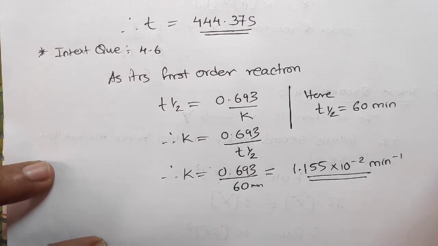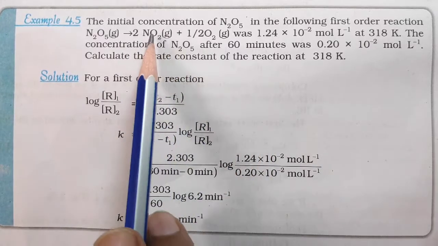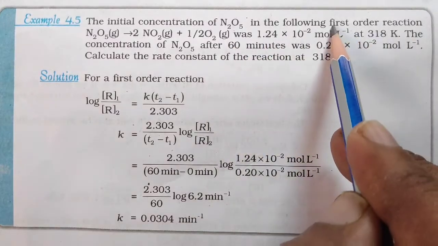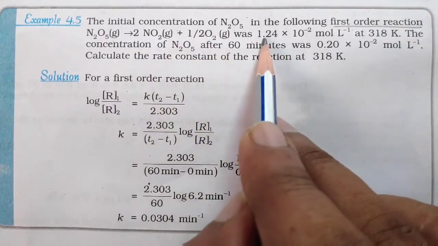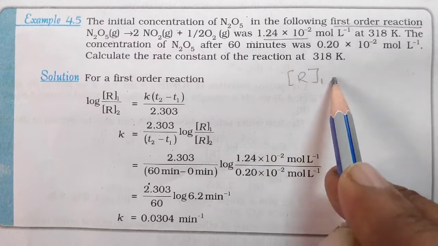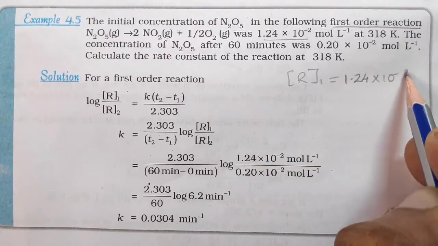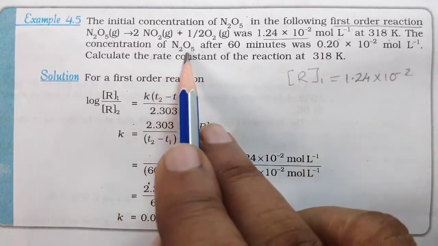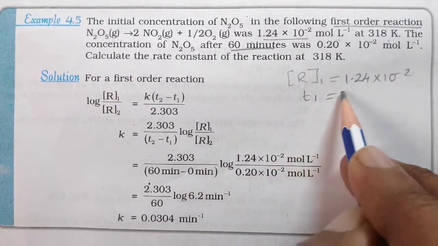Now we will go through the solved example. This is the solved example we are talking about. The initial concentration of N2O5 in the following first order reaction, this is very important, first order reaction. Initial concentration means R0, or you can also take R1. R1 is given as 1.24 into 10 raised to minus 2 mole per liter at the given temperature. The concentration of N2O5 after 60 minutes, at t1, will be 0.